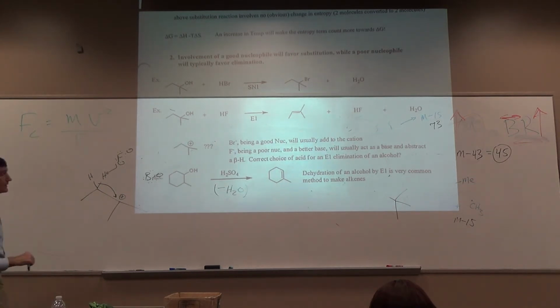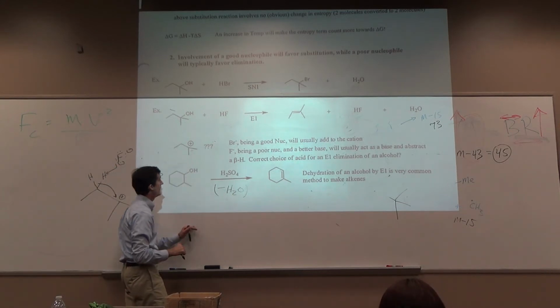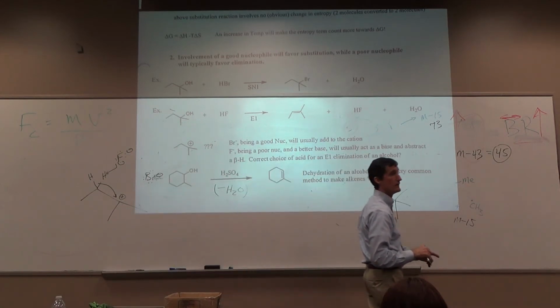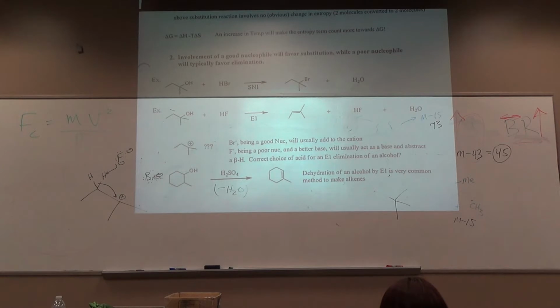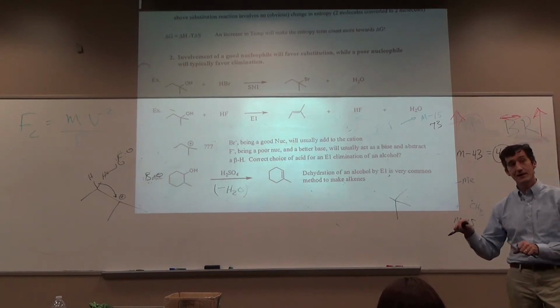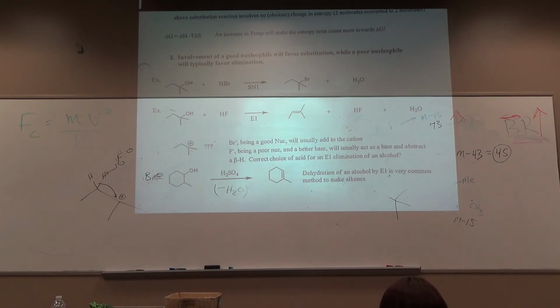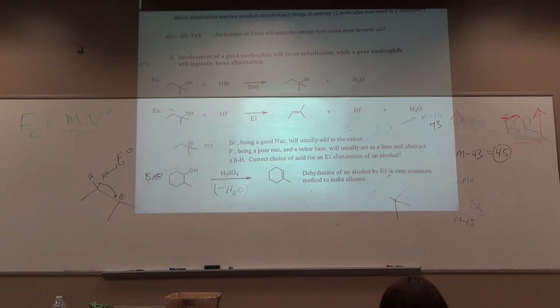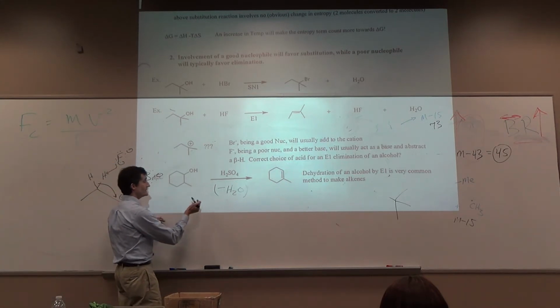All right. What mechanism is this? Well, we eliminated water, so it's elimination. Is it E1 or E2? Yes, it's E1. Why is it not E2? Because E2 requires a strong base. Is sulfuric acid a strong base? No, it ain't a strong base. It's a strong acid. Okay? It's as simple as that, guys. E2 requires a strong base. Sulfuric acid ain't a strong base. It's E1. So noting it's E1, what's the first step?